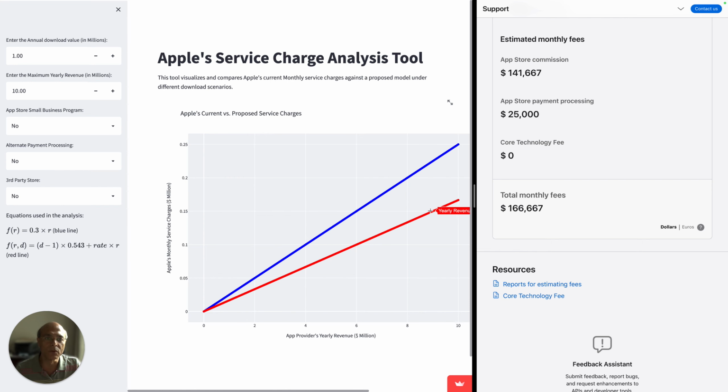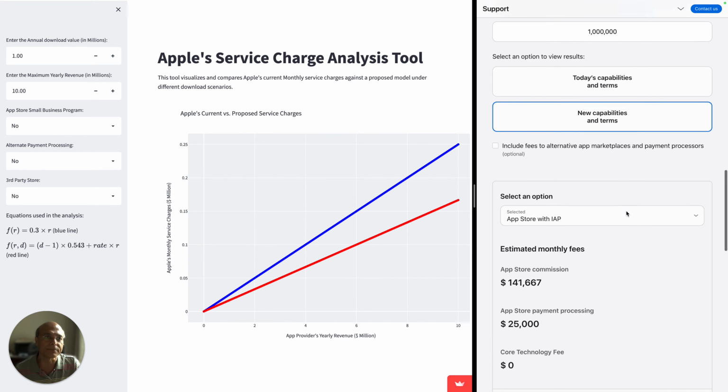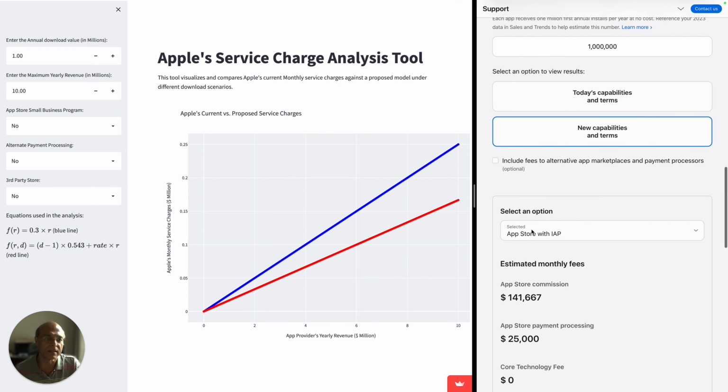So if you move the cursor on this line, you will find that it gives you yearly revenue versus the corresponding service fee. When I put the mouse cursor here, it gives you the maximum yearly revenue and the service fee, which I have plugged in here, right? So on the maximum value, you can very clearly see that Apple's new terms and capability offer with the in-house IAP is cheaper because the line is below the straight line, which is the 30% revenue line, right?